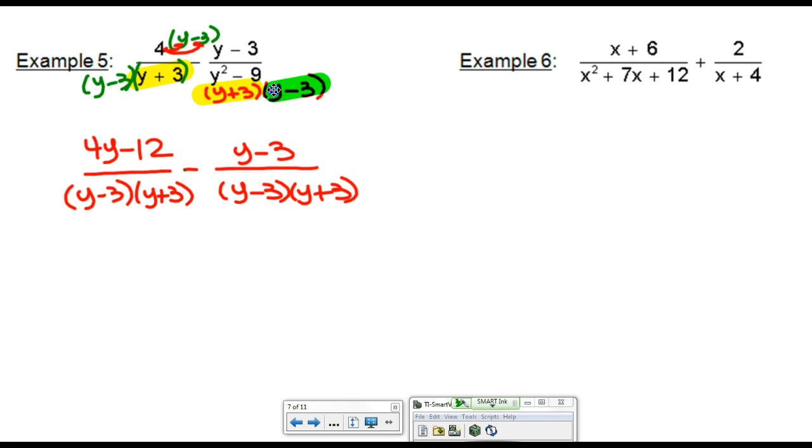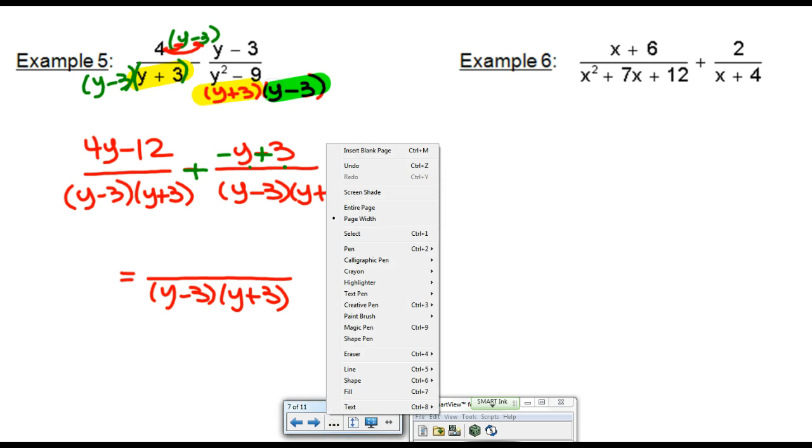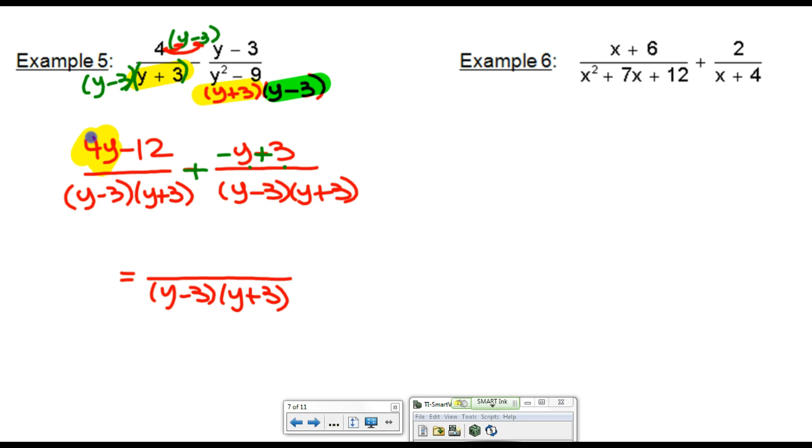All right, because we're subtracting it, and we have two terms, I'm going to change it to adding the opposites. That's what subtraction is. And now I can go ahead and add the two numerators, and you keep the denominator. So I'll keep the denominator. All right, adding like terms, the two numerators, I have 4y plus a negative y, which is 3y. Okay, we have a negative 12 and a positive 3. That's going to be negative 9.